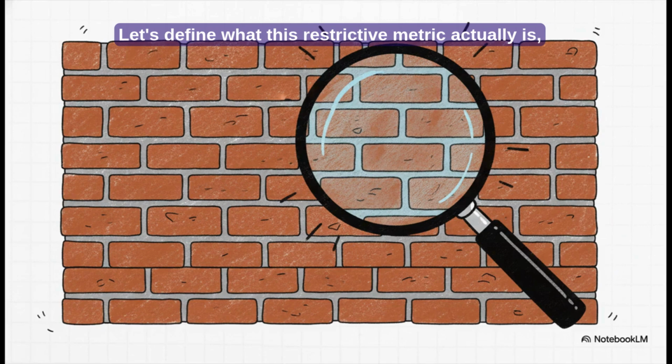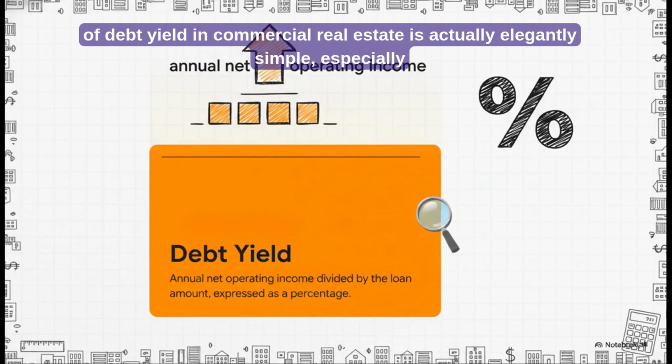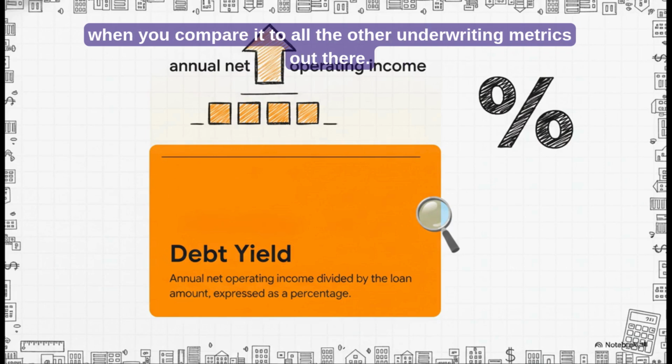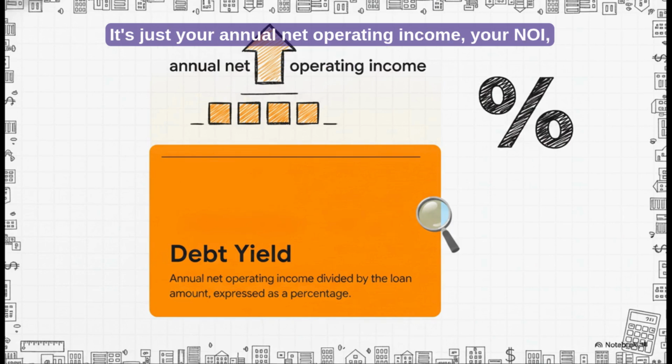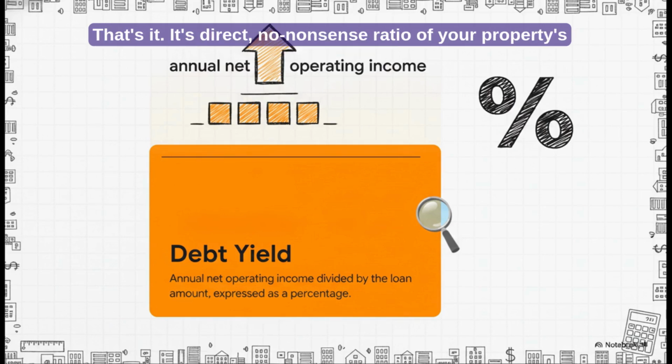All right, kicking things off with Section 1, the metric that caps proceeds. Let's define what this restrictive metric actually is and understand this true floor we're talking about. So, the definition of debt yield in commercial real estate is actually elegantly simple, especially when you compare it to all the other underwriting metrics out there. It's just your annual net operating income, your NOI, divided by the loan amount. And it's expressed as a percentage. That's it. It's a direct, no-nonsense ratio of your property's actual income to the loan proceeds you're asking for.